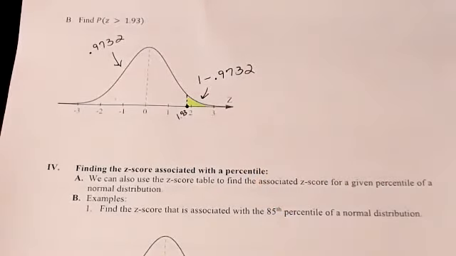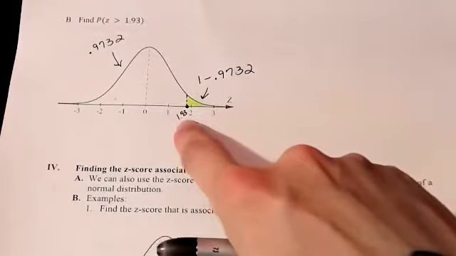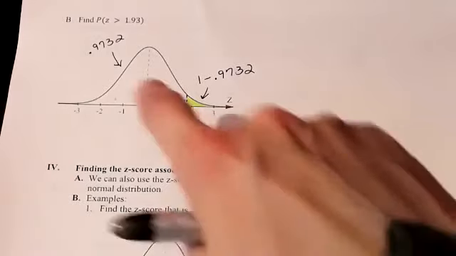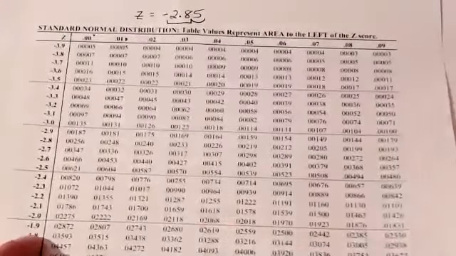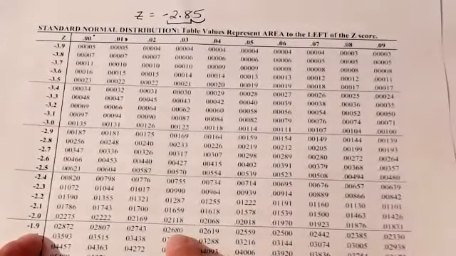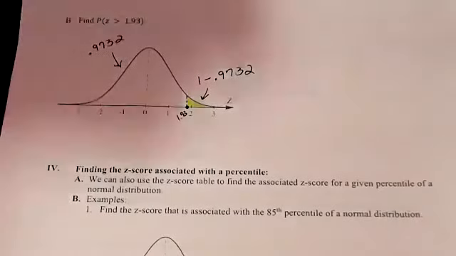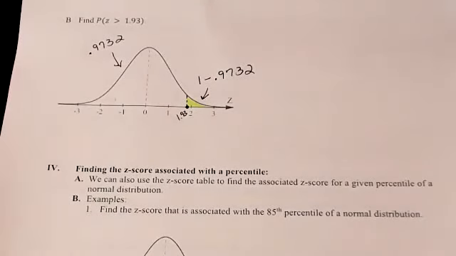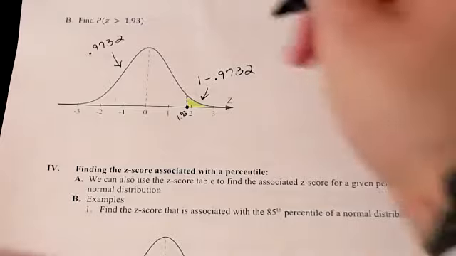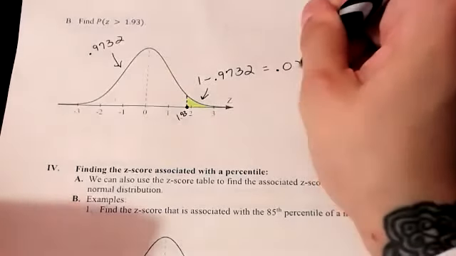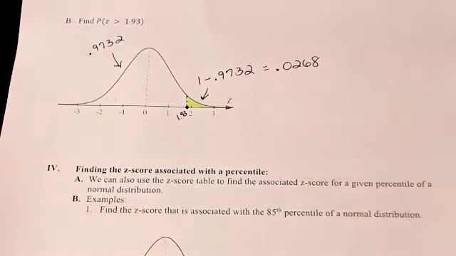The other thing we could have done is instead of looking to the left of 1.93, let's look to the left of negative 1.93. If I look at negative 1.93, I get 0.0268. I'm going to prove to you that that's exactly the area we were looking for. So when we take our 1 minus 0.9732, we get 0.0268, which is exactly what the other side of the table showed us.